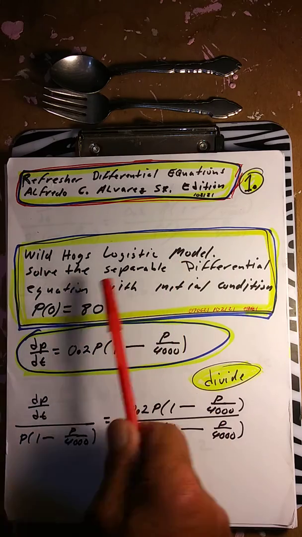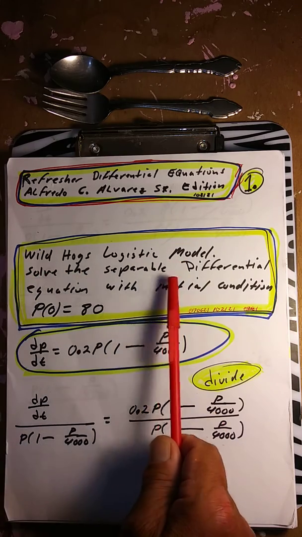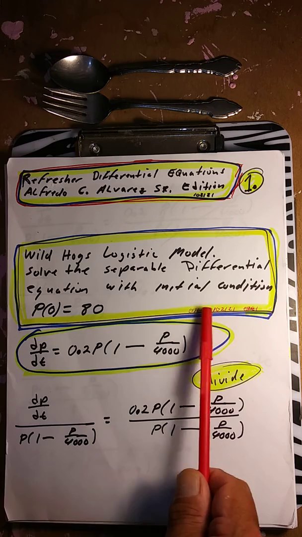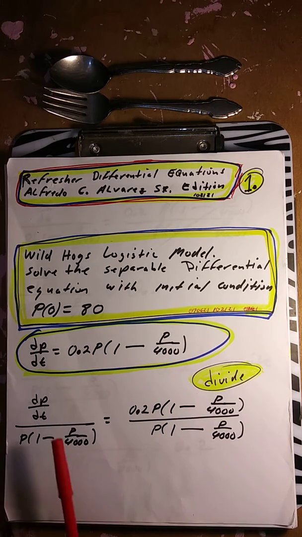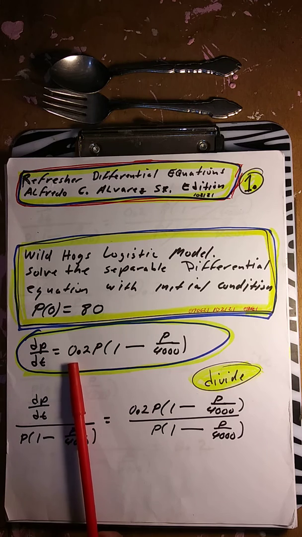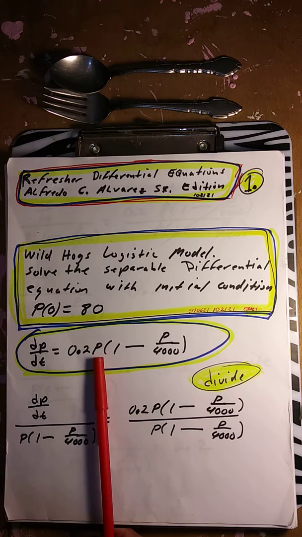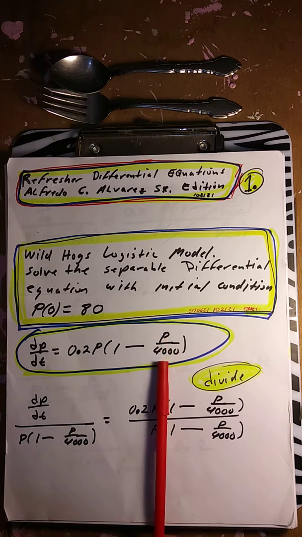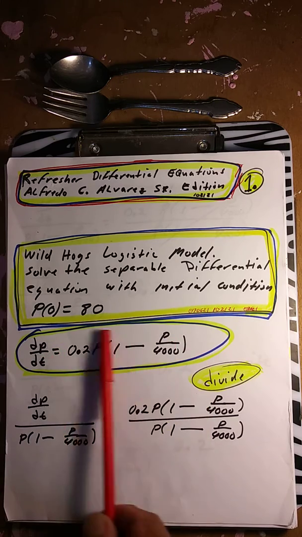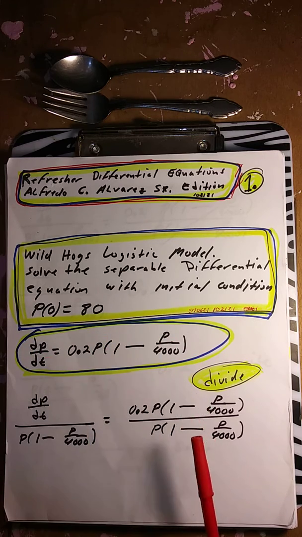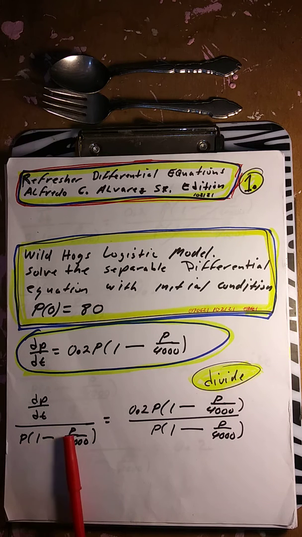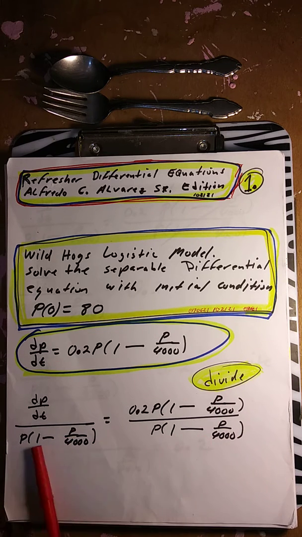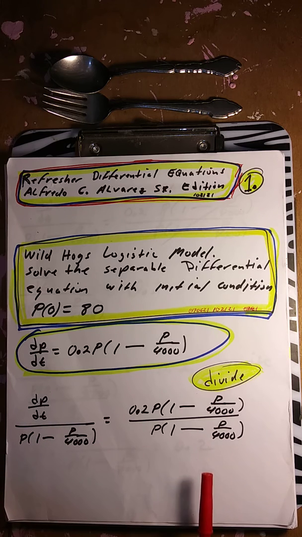Wallhog's logistic model: solve the separable differential equation with initial condition P(0) = 80. So what we're going to do is dP/dt = 0.2P(1 - P/4,000). We're going to solve this separable differential equation. First of all, I'm going to divide this side by P times (1 - P/4,000). Same thing over here on both sides. Divide here and here. Notice that these are going to start canceling.